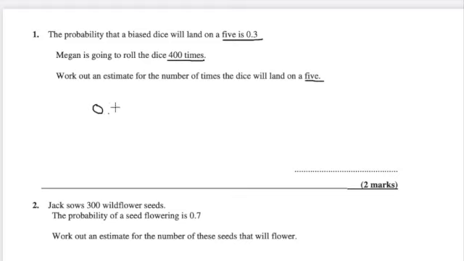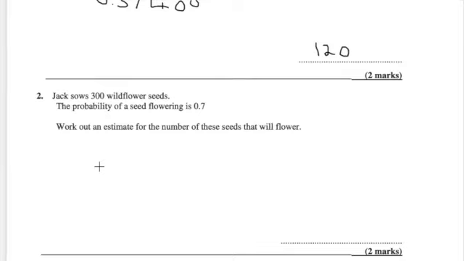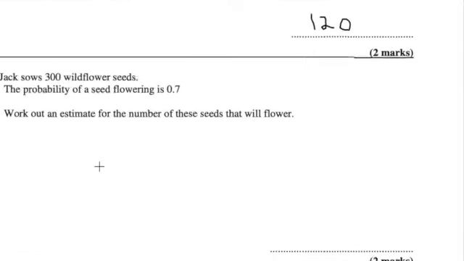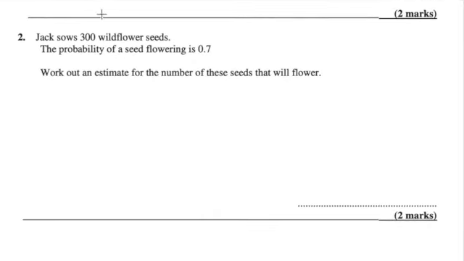So because the probability that it will land on 5 is 0.3, and it's rolled 400 times, you do 0.3 times 400, because the probability is 0.3 out of the 1 that the dice will land on 5. Therefore, you times by 400 because it's rolling it 400 times. That's 120. You guys can pause it now, see if you're able to do this sort of question.